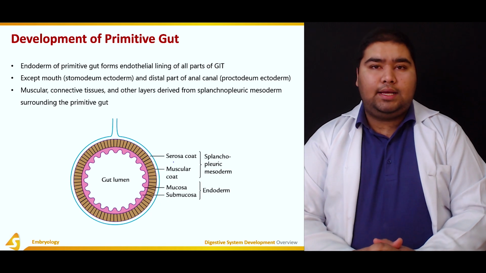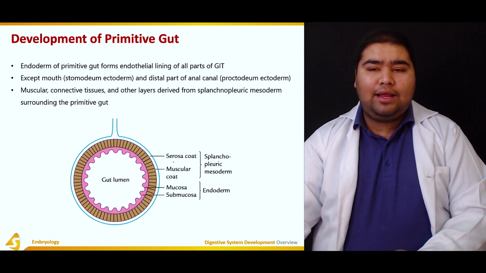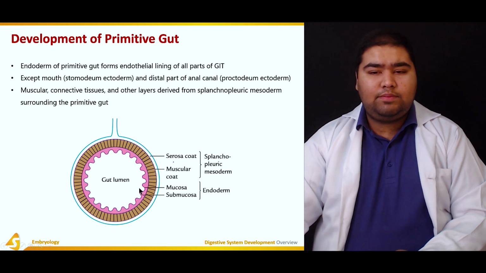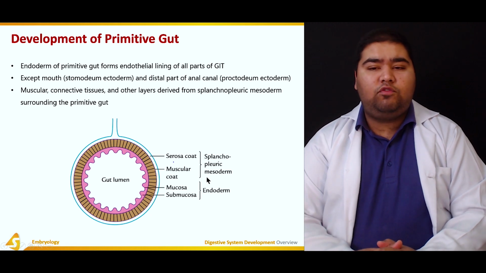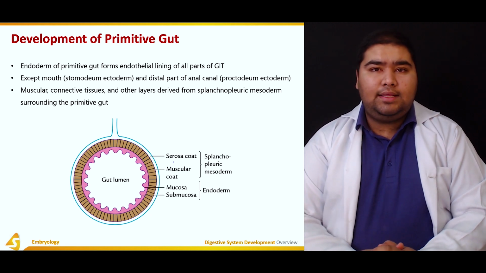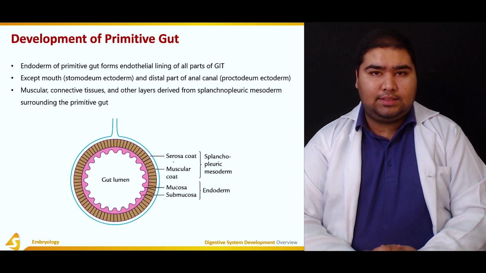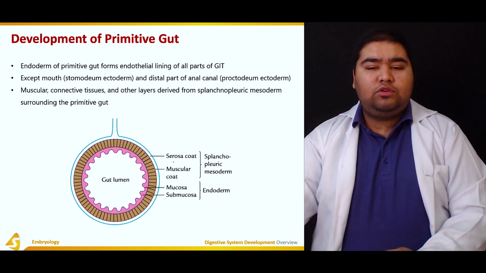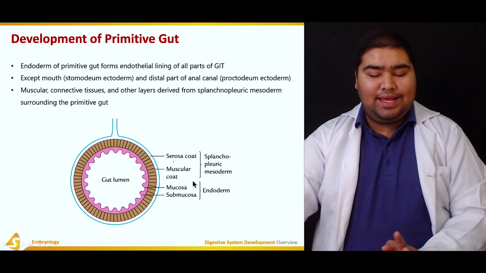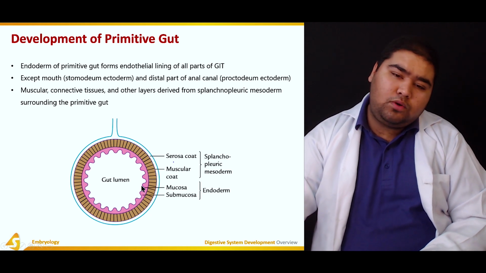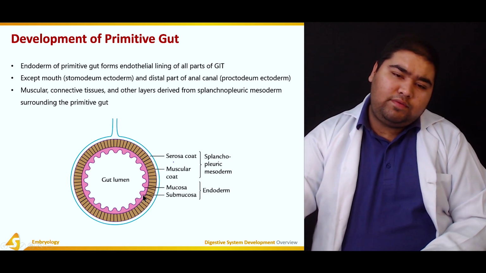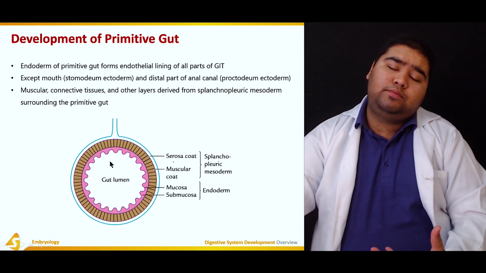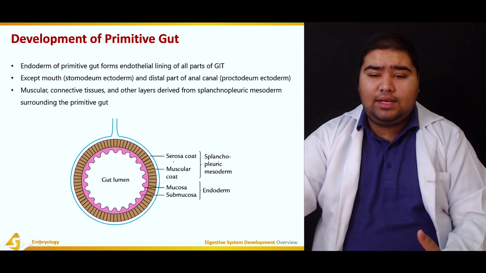Now the muscular, the connective tissue, and the other layers are derived from the splanchnopleuric mesoderm. This is the splanchnopleuric mesoderm, responsible for the formation of the muscular, the connective tissue, and other layers. So the gut is divided into 4 separate layers. The innermost layer is the mucosa, which is thrown into folds and helps in absorption of various contents within the gut.